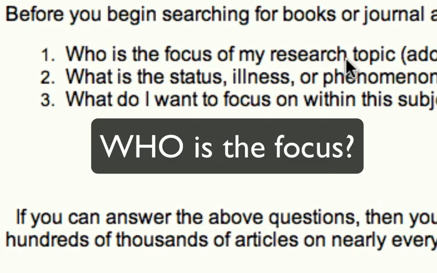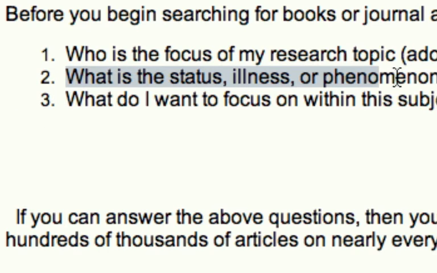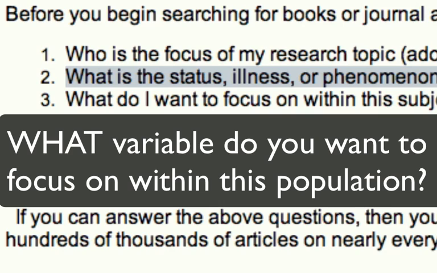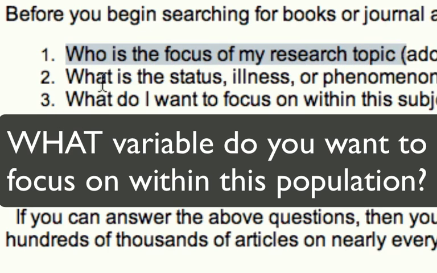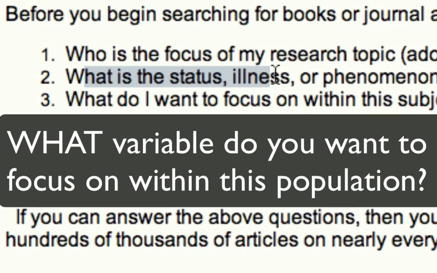The next question, number 2: what is the status, illness, or phenomenon that I'm searching for? Examples like eating disorders, alcoholism, drug usage, memory issues. What is the variable that is being measured here? What's being affected? What does this population have that makes them different from the people to the left and to the right of them? So what's the status of this population, or what's the illness, or what is it that you want to look at in terms of measuring?